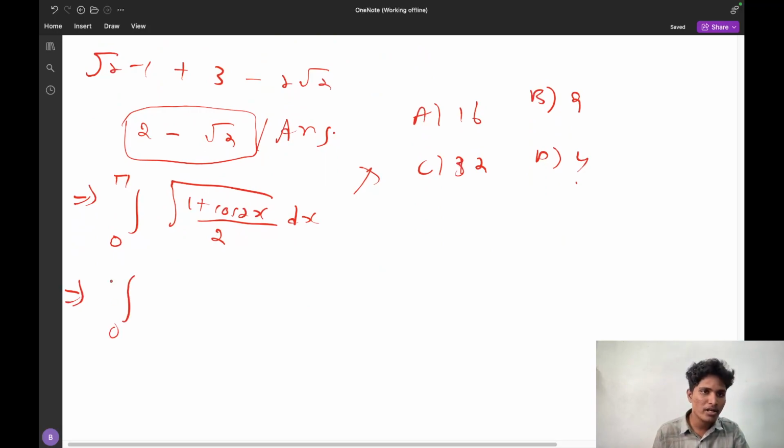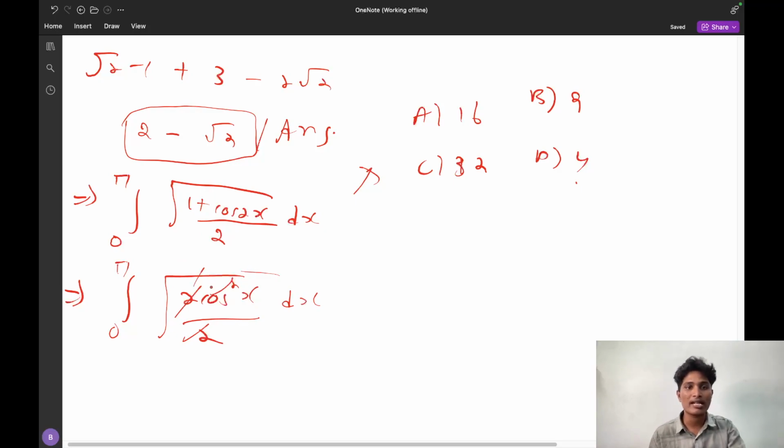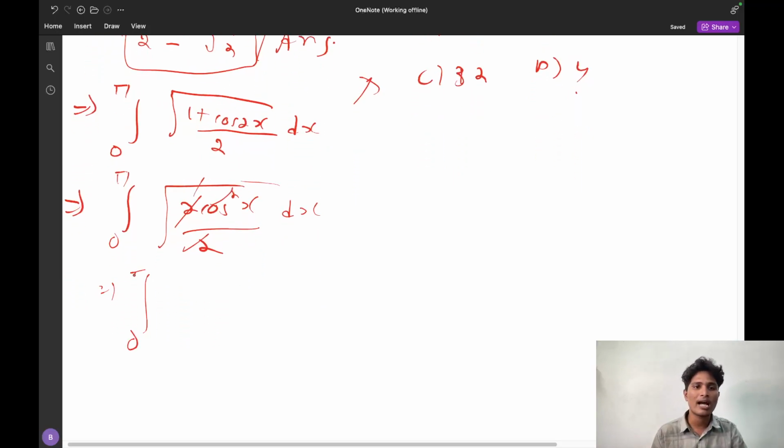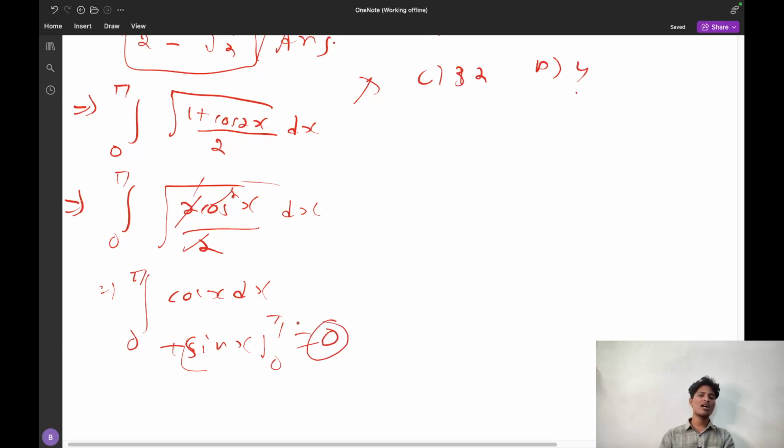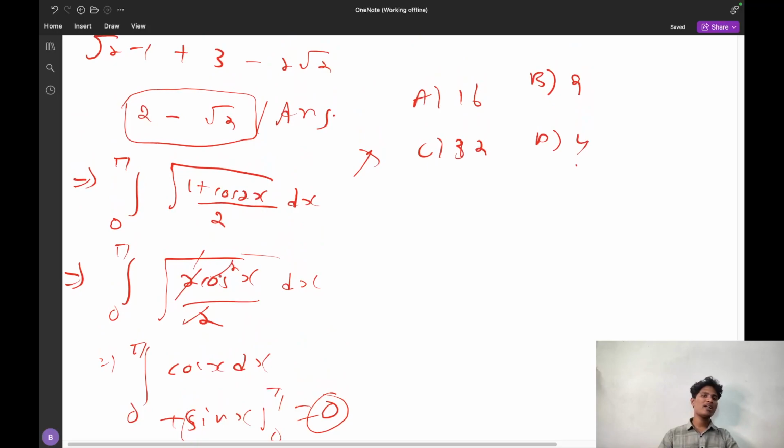Observe carefully: from 0 to pi, 1 plus cos 2x is 2 cos square x, divided by 2, into dx. The 2 gets cancelled, the square root gets cancelled, and normal people will think the answer is the integral of cos x dx, which is sin x, and substituting the limits they will get 0. But 0 is not the answer, because when I cancel the square and root, it is not cos x. It will be the integral from 0 to pi of mod cos x.